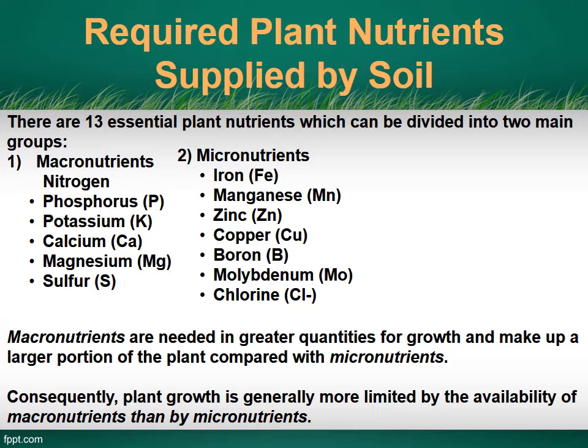So the three main macronutrients are nitrogen, phosphorus, and potassium. Plants also need calcium, magnesium, and sulfur in kind of an in-between amount. It's kind of in between a macronutrient and a micronutrient. And then plants also require iron, manganese, zinc, copper, boron, molybdenum, and chlorine, but in very, very tiny amounts.